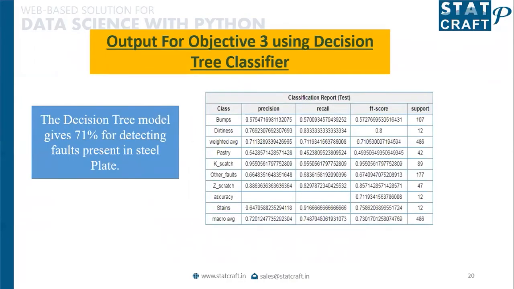So this is the output of the decision tree. We can see important accuracy metrics like precision, recall, F1 statistic, and these metrics have been given for each of the 7 types of the faults. The overall accuracy is also listed here as 71%, which is quite good. So when we run the decision tree, what do we observe? We observe that the decision tree model gives us a 71% accuracy for detecting the fault present in the steel plate.